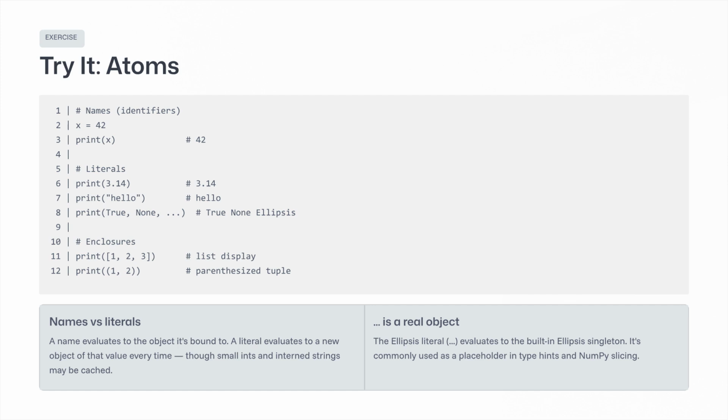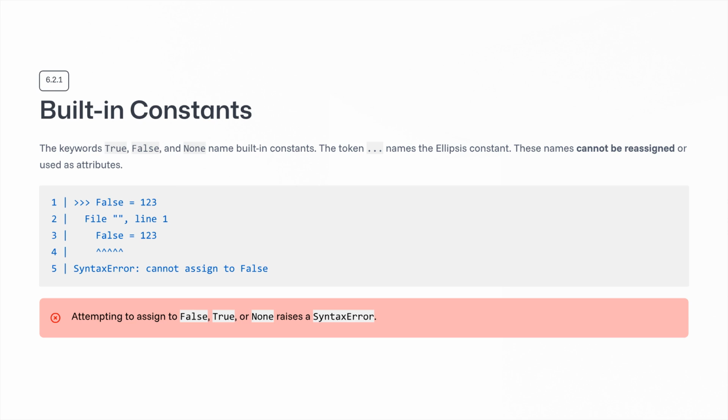It's the built-in ellipsis singleton, commonly used as a placeholder in type hints and NumPy slicing. Section 6.2.1. Built-in constants. Python has 4: True, False, None, and the Ellipsis. These are keywords, not just names. You cannot reassign them. The code block shows exactly what happens if you try.